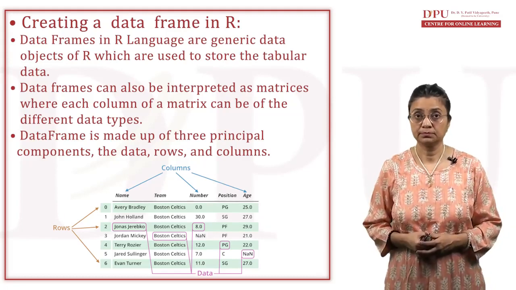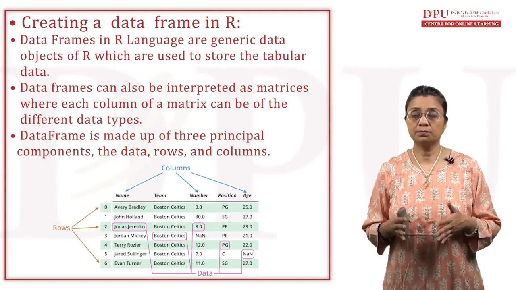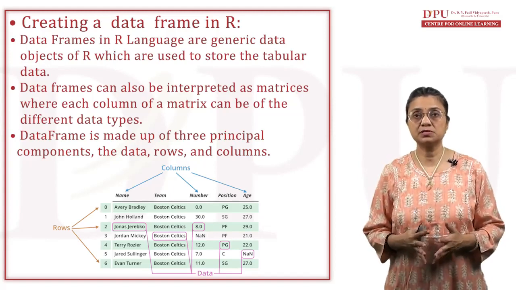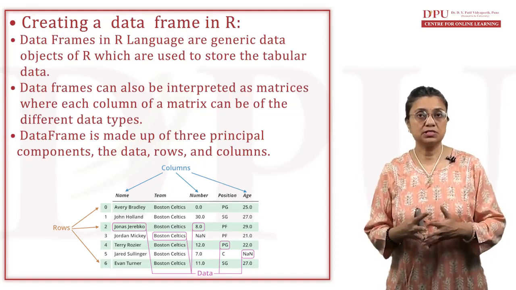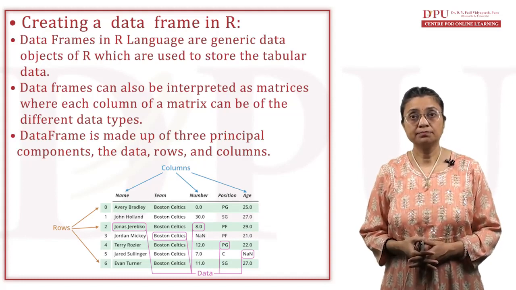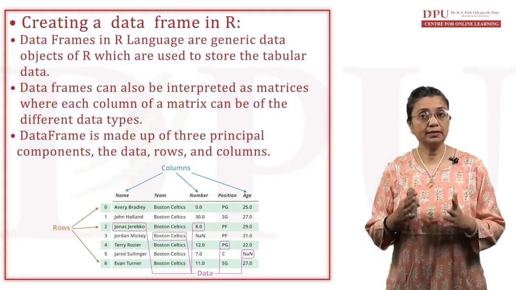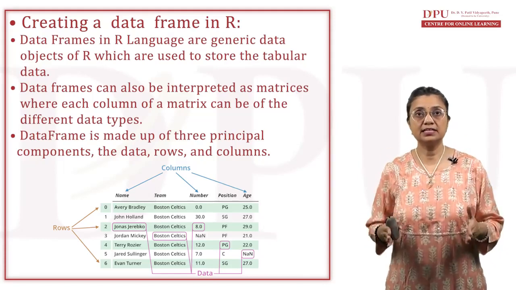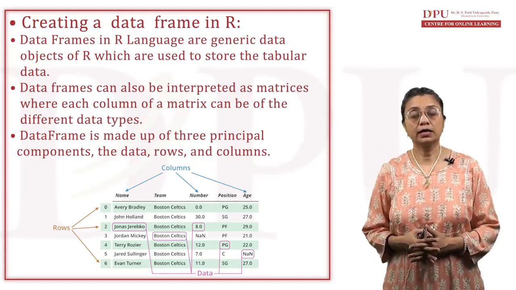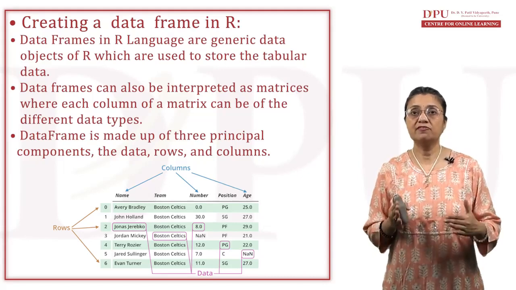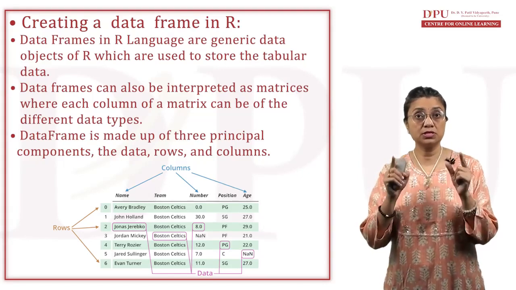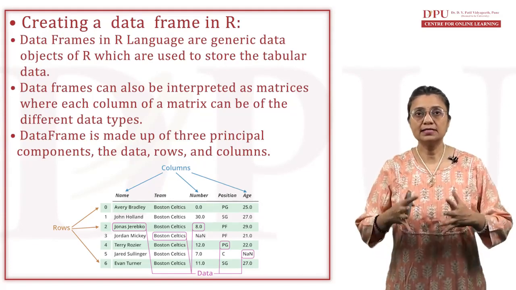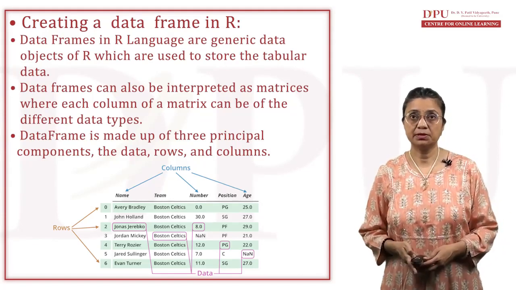So you can see that each row corresponds to one person, and a complete row has complete information of one person. Likewise, if we talk about columns, the first column is name, where the name of every person is reflected. Second column is team. Third column is number. Fourth column is position. And the fifth column, which is the last one, is age. So the entire data frame is made up of a grid of rows and columns, where every intersection of a row and column produces a cell, and in that cell we store the value. So that is how we can create our data frame in R.